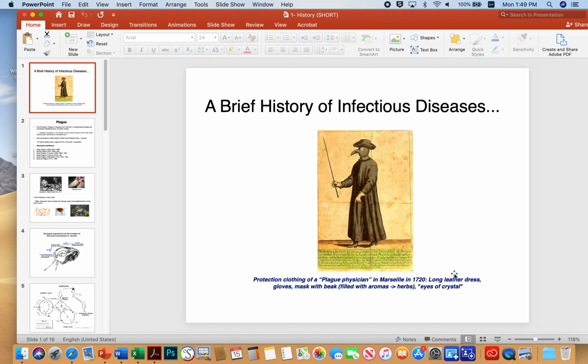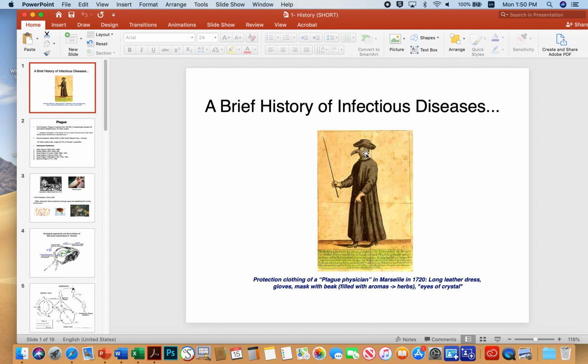Infectious diseases. This first lecture is a brief history of infectious diseases, and it begins with the ominous image of a plague physician from the 1720 plague in Marseille, France. This individual is covered in a long leather gown, gloves, and has a stick to poke away sick individuals that try to get near him, and a very ominous looking bird-like mask with a beak full of herbs because of the foul stench of death from the plague.